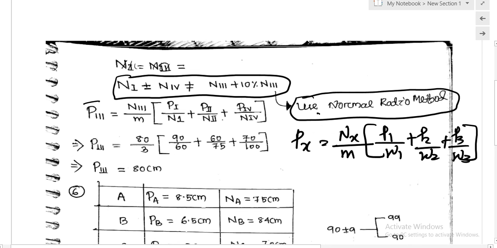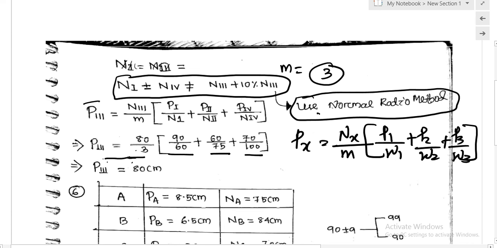Here m is the number of rain gauge stations actually operating. Four rain gauge stations are there, out of which 3 are in operating condition, so that will be equal to m. So this is 80 by 3 into 90 by 60, plus 60 by 75, plus 70 by 100.